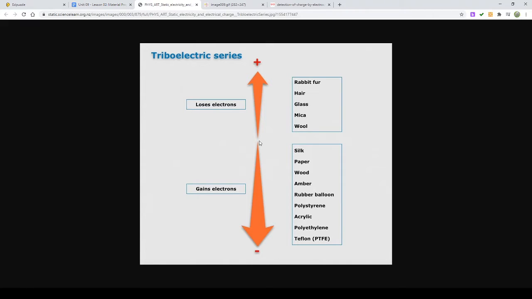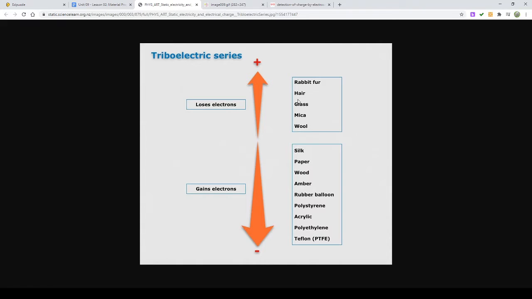Some materials, when you rub them, tend to gain a positive charge by losing electrons, and some tend to gain a negative charge by gaining electrons. Rubber balloon tends to gain electrons, hair tends to lose electrons, so the rubber balloon became negative, and due to reasons, it stuck to the wall.